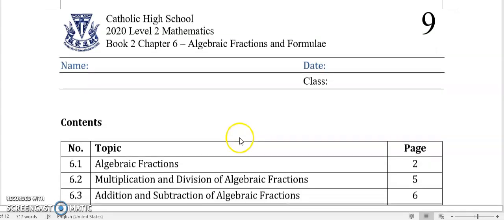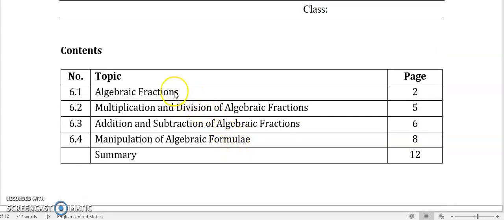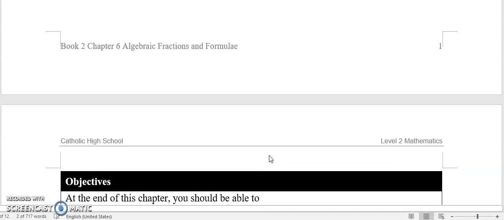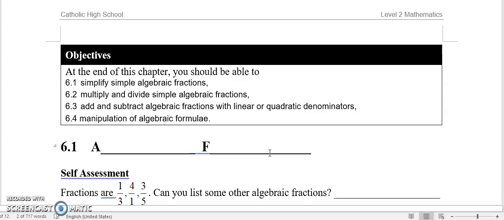Today I'm going to go through algebraic fractions. Okay, I believe this is not the first time that we have done this. You would have seen some examples in worksheet number 8. For the start, the objective of this chapter, for today's lesson in particular, is that you will be able to simplify simple algebraic fractions.